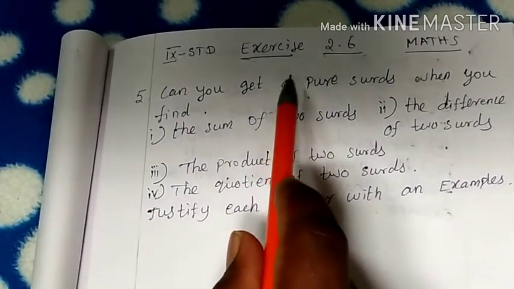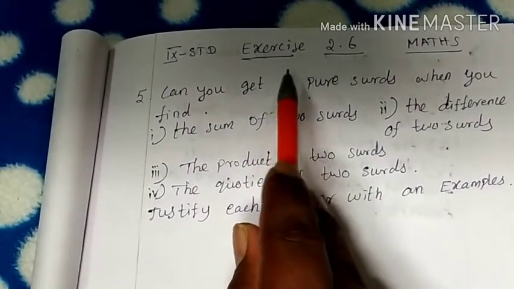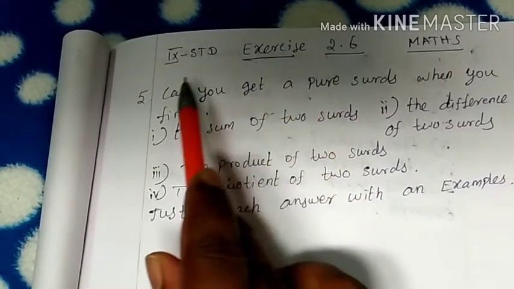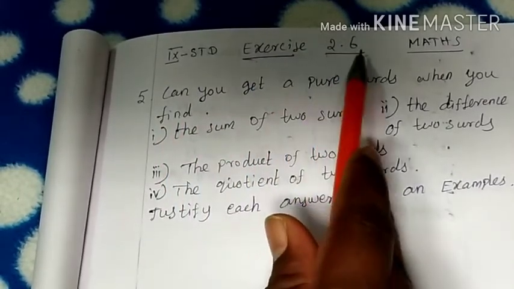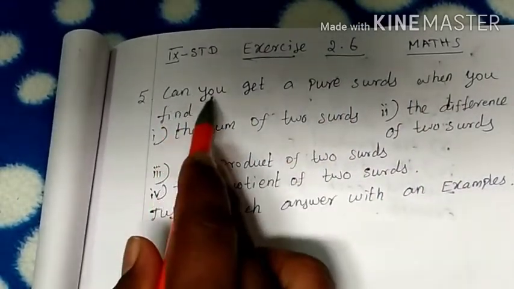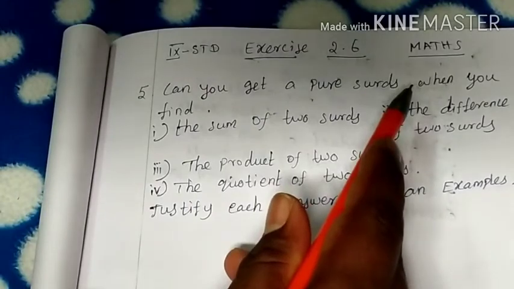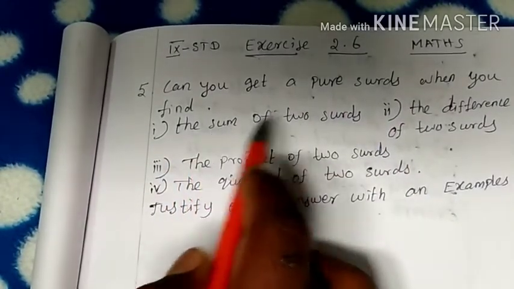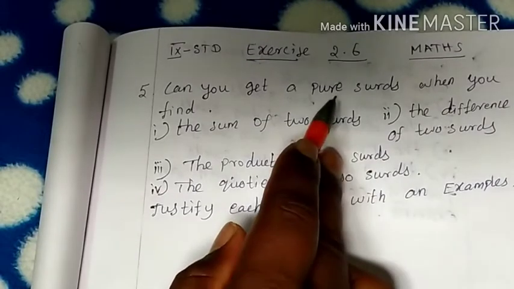Last class we discussed the first four sums of exercise 2.6. In this section, we are going to see the fifth sum of exercise 2.6. The fifth sum is: can you get a pure surd? When you find the condition, is the sum of two surds a pure surd?